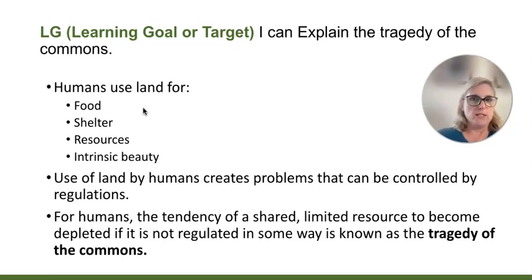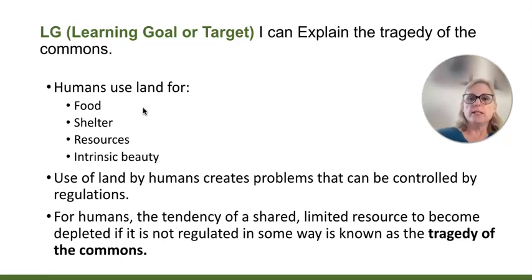We need resources as humans. We need food, we need shelter, we need other kinds of resources, minerals, etc. for the goods that we use. We need water. And so the land provides those things. Land is also valuable because of intrinsic beauty, that means that we enjoy nature for what it is when we hike, when we fish, when we do things in nature. That's its intrinsic, meaning internal, beauty.